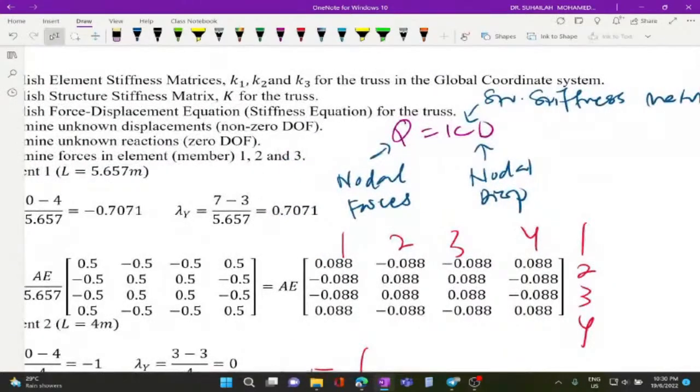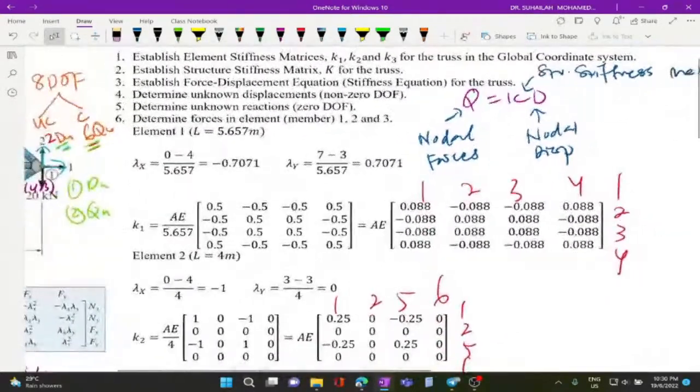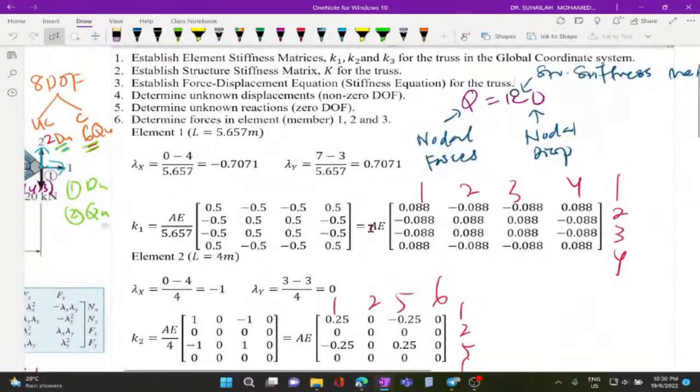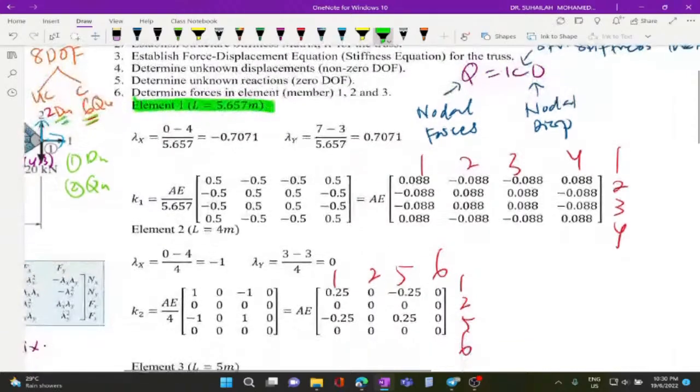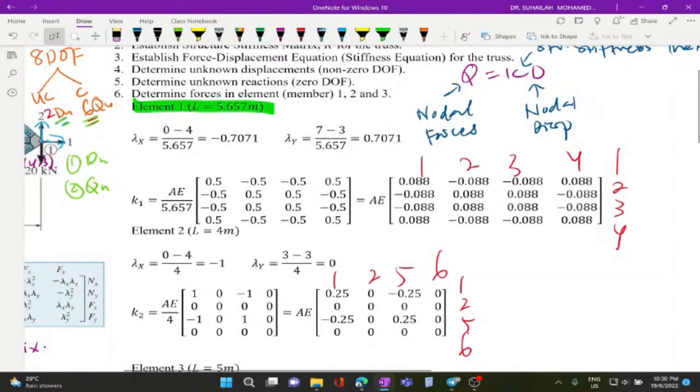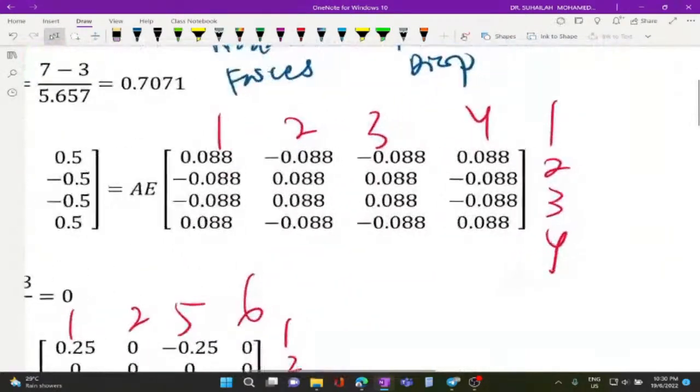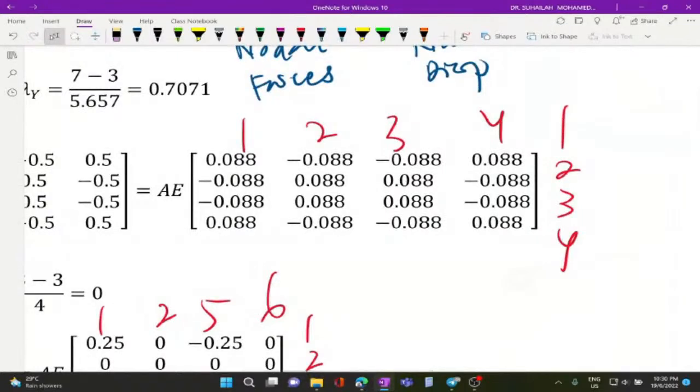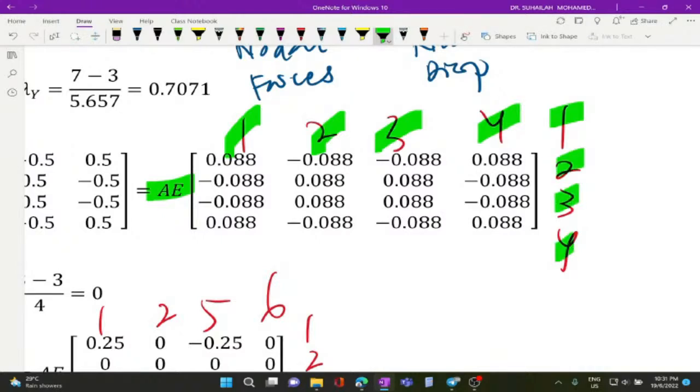Okay, so now we have gone through the step for element number one. We have established the K1. So this is K1. We simplify until we get this AE constant, and the most important thing is the label. This label is very important because this is the degree of freedom position.